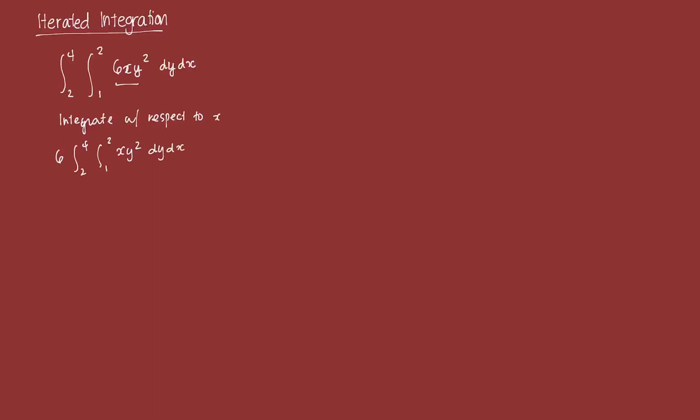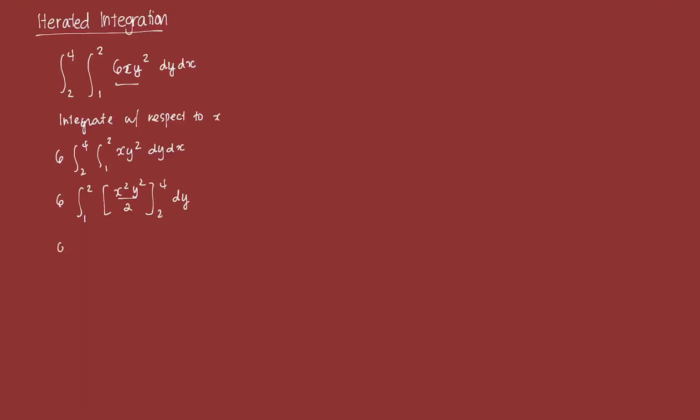Then I want to integrate with respect to x first, so I go 6, integral of the function with respect to x. I'll retain the integral for y here. That's just going to be x squared, y squared all over 2. Notice I just integrated x, so I left y as is, which we evaluate from 2 to 4 dy.